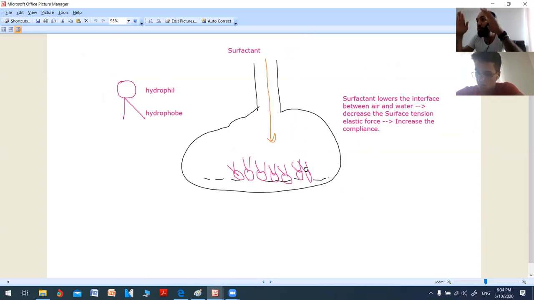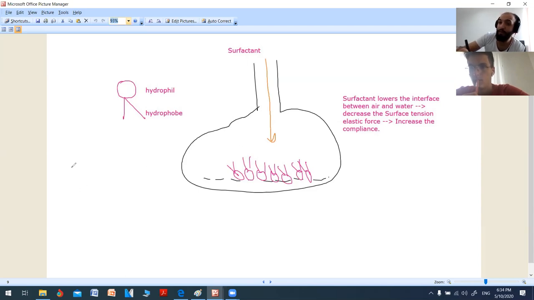So the molecules will not come in contact with each other. So the surface tension will decrease. So the compliance will increase. So the pressure will decrease. Does the surfactant make the pressure equal in the alveoli? Let's see. Okay, this is easy.